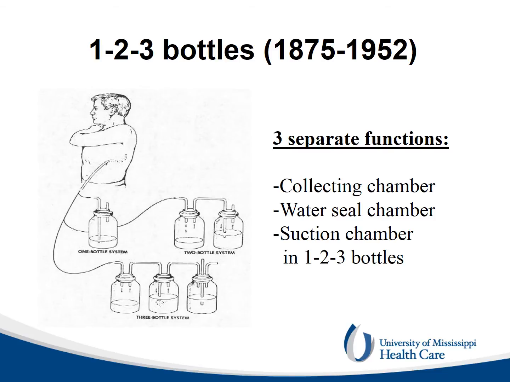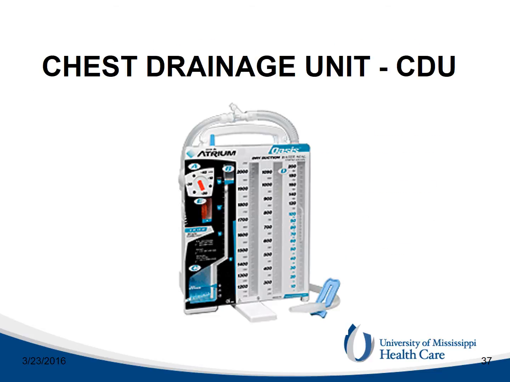Therefore, it took almost 80 years to develop a modern chest drainage system. Here you can see the three functions of collecting, water seal, and suction in 1, 2, or 3 bottles. And this is what one of the many modern chest drainage units, otherwise called CDU, looks like.